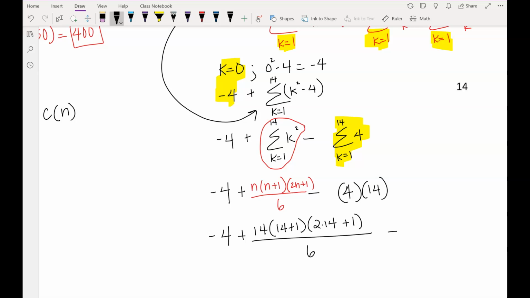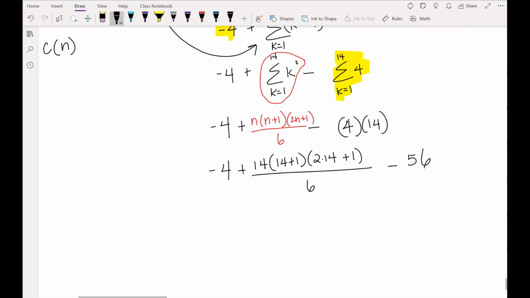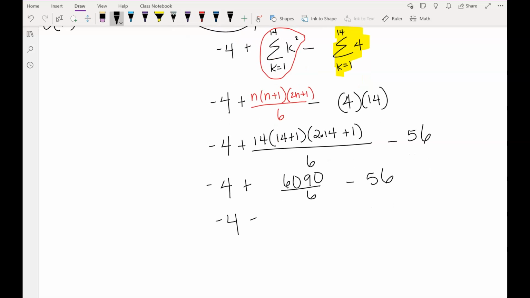Now, I'm just going to multiply 4 times 14 out. That's going to be 56. And yes, you can use your calculator to do your basic math. When you work out the numerator here, that's going to be 90 over 6, and then subtract 56. And then when you do 90 divided by 6, that should give you 15, and then drop down 56. So the sum should give you 955. And that's all, y'all.